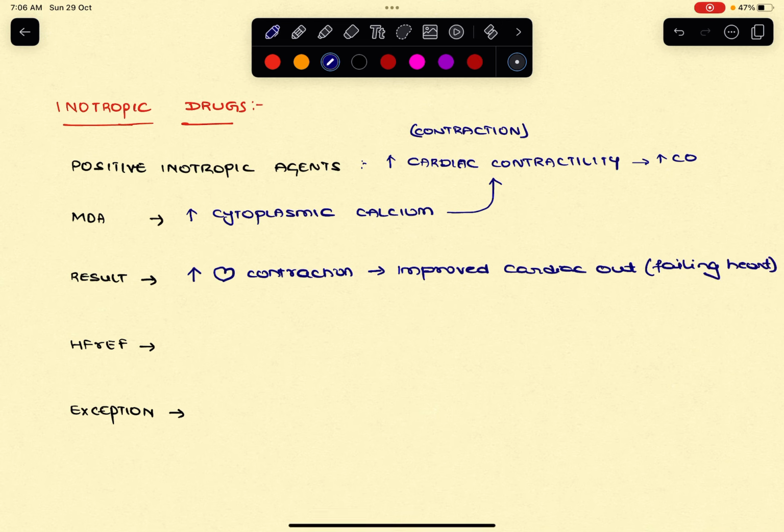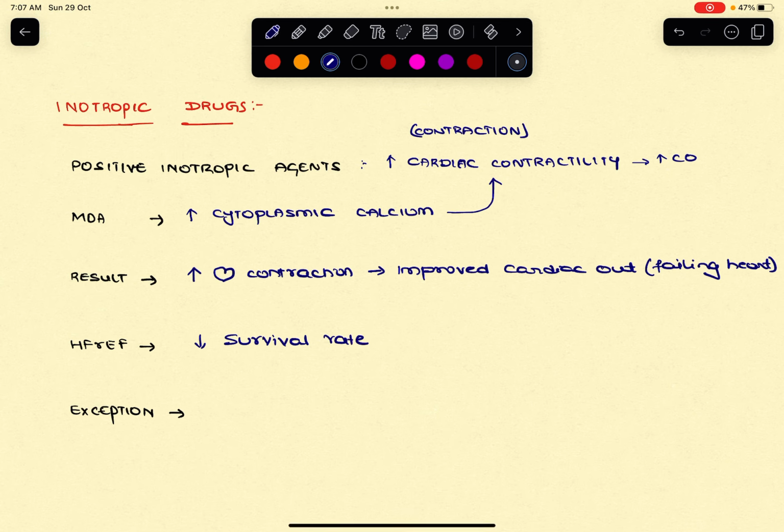So what is the effect of inotropic drugs on the heart failure with reserved ejection fraction? So the studies have shown that all these positive inotropic drugs in a heart failure with reserved ejection fraction will also increase the intracellular cytoplasmic calcium concentration, and they have been associated with decrease in the survival rate.